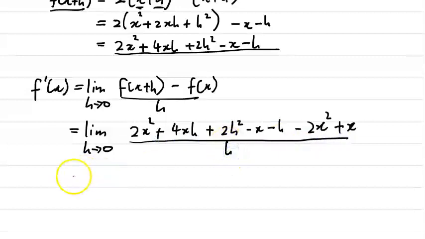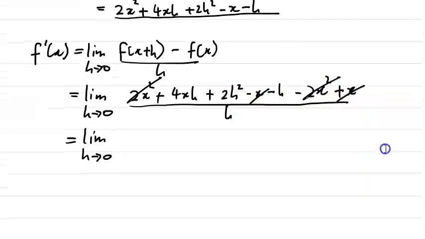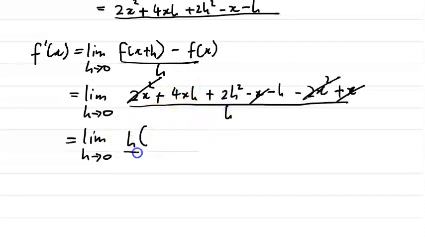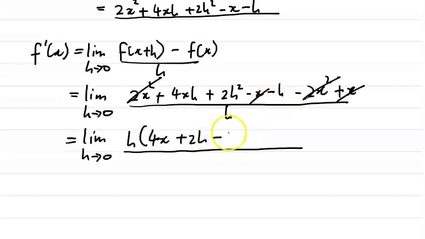So all over h, which is equal to the limit as h approaches 0. So let's simplify. 2x squared and minus 2x squared cancel off, and we're left with minus x and plus x. So now we're just left to remove a common factor here. Let's take out h as our common factor because we want to cancel that bottom h. So we're left with 4x plus 2h minus 1. We took out h here, so we're left with 4x. We took out h, we're left with 2h. We took out h, we're left with negative 1, over h. So h and h now cancel.